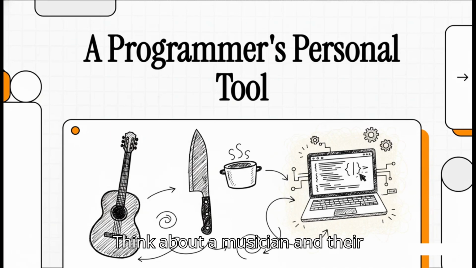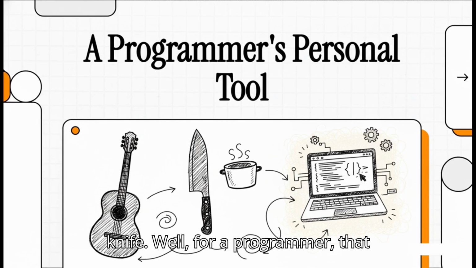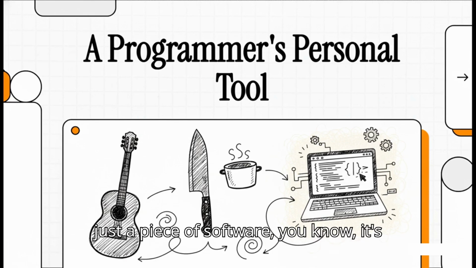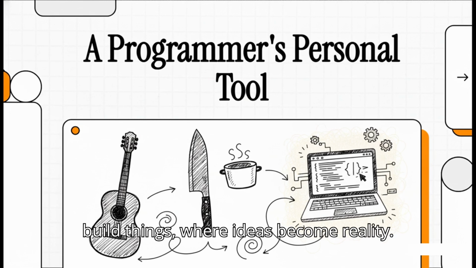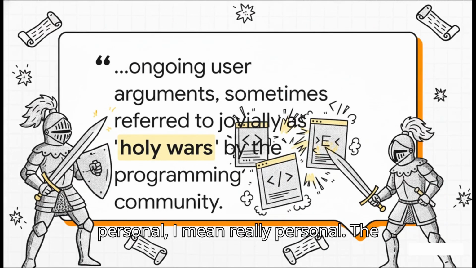Think about a musician and their instrument, or a chef and their favorite knife. Well, for a programmer, that incredibly personal, essential tool is their code editor. It's so much more than just a piece of software, you know? It's the digital space where they actually build things, where ideas become reality. It's their workshop. And when I say personal, I mean really personal.